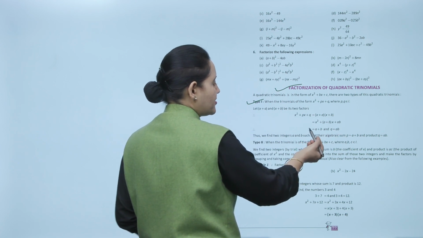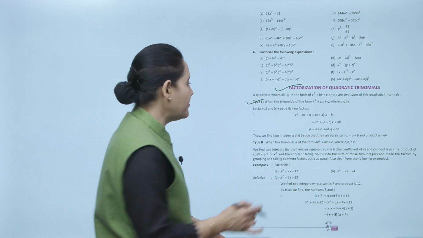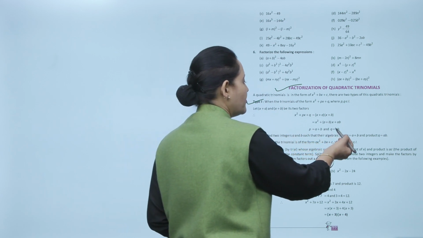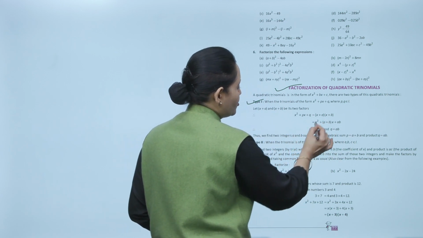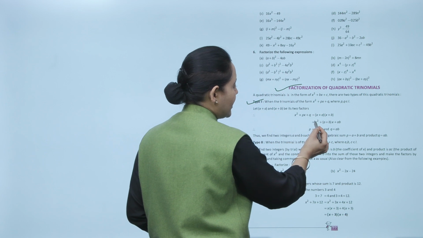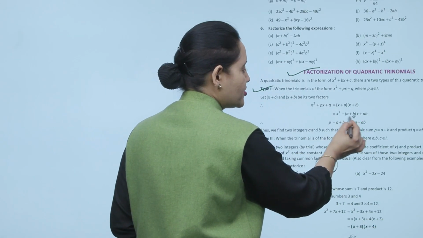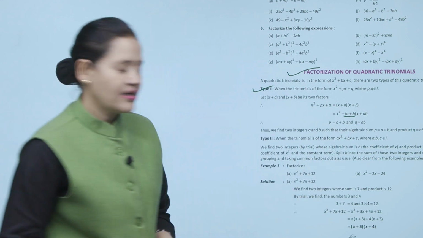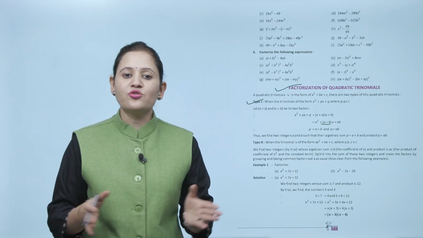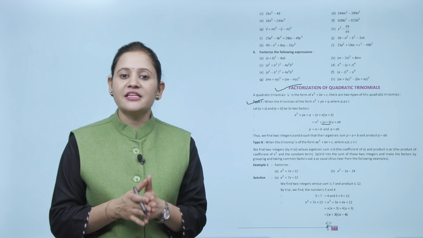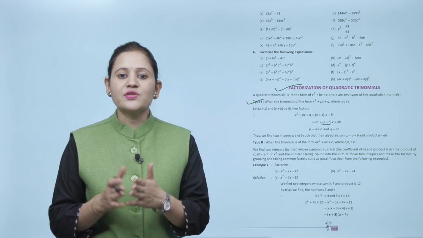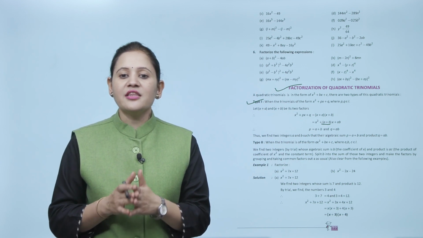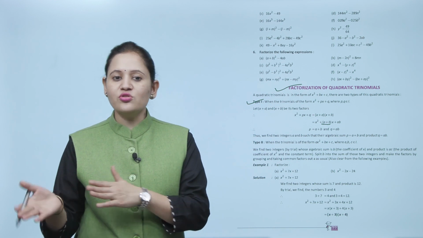So p equals what? p equals a plus b, and q equals ab. So it can be written as x square plus px plus q. Clear? Thus we find two integers a and b such that their algebraic sum p equals a plus b and the product q equals a into b.